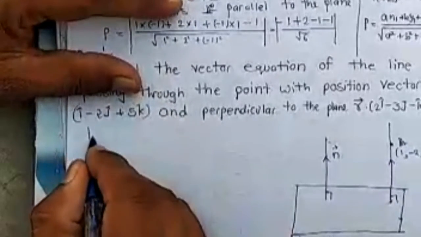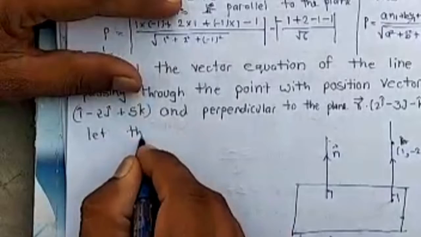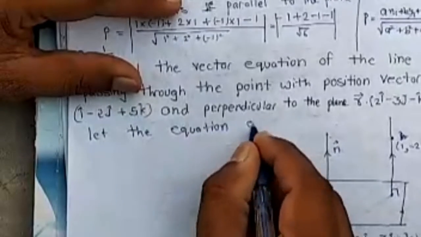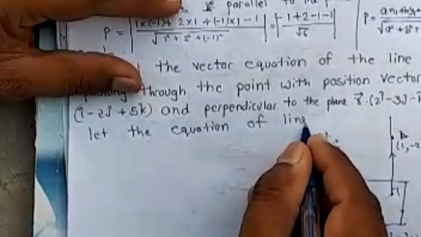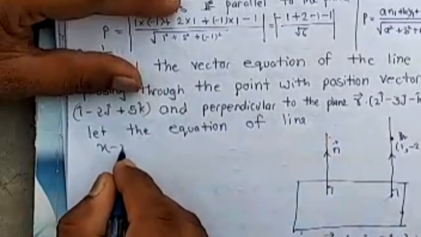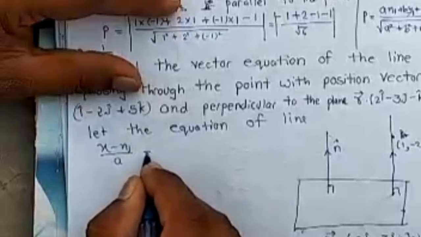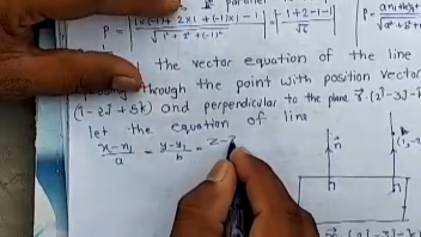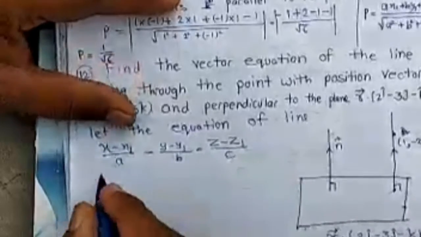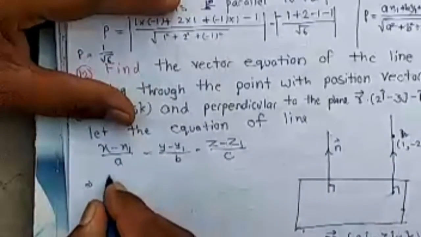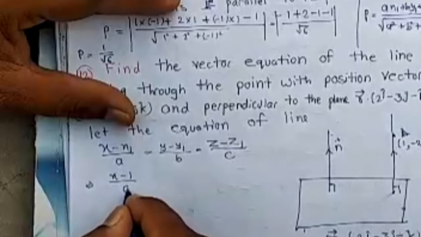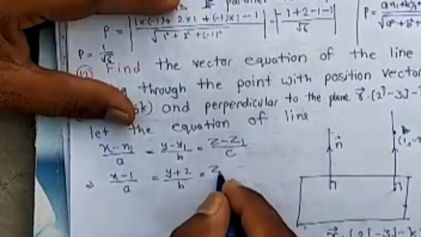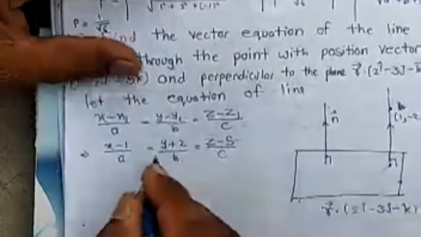Let the equation of the line be (x minus x1) by A equal (y minus y1) by B equal (z minus z1) by C. Put the values of x1, y1, z1. We get (x minus 1) by A, (y plus 2) by B, (z minus 5) by C.